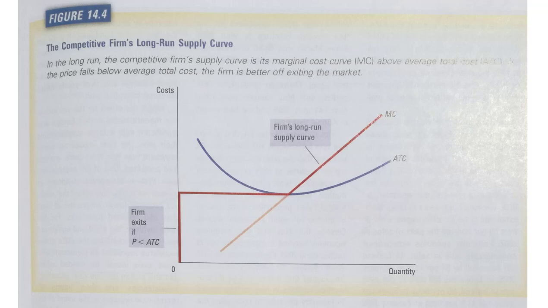By the way, the average total cost goes down because the fixed cost at the beginning is the highest, and it goes down until it reaches the equilibrium, right, where it meets the marginal cost. If the price falls below the average total cost, the firm is better off exiting the market.